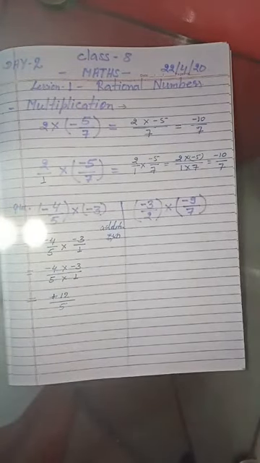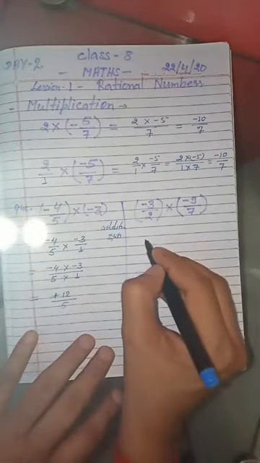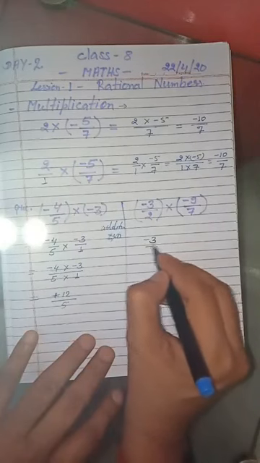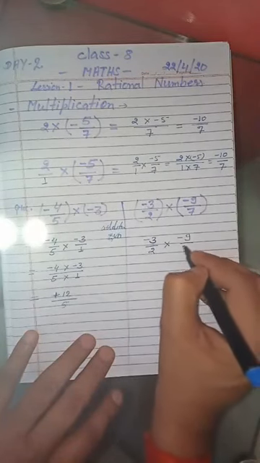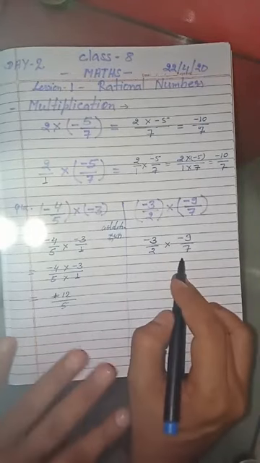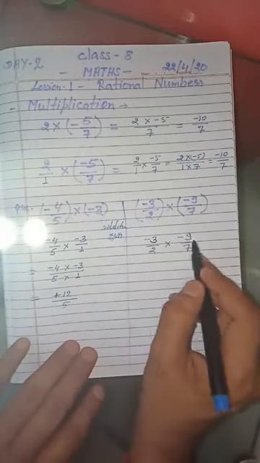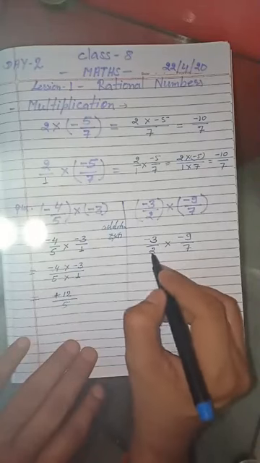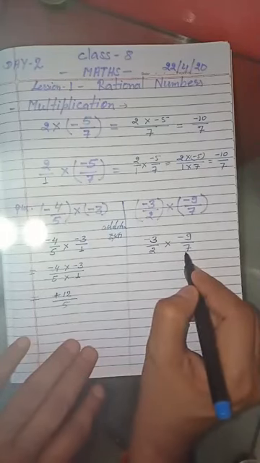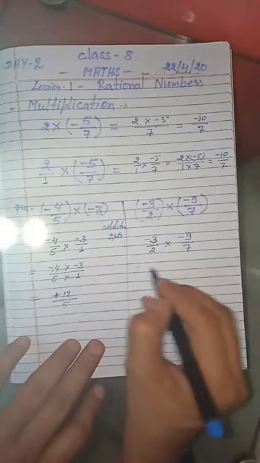According to this example, you should see that minus 3 divided by 2 is multiplied with minus 9 upon 7. Both rational numbers are given. So you should multiply minus 3 with minus 9, that is your numerators, and 2 with 7, that is your denominators.